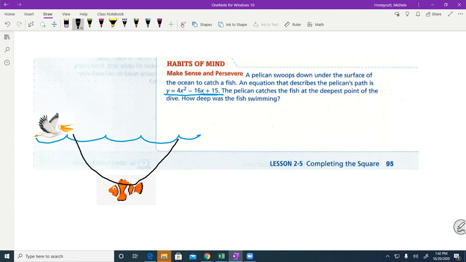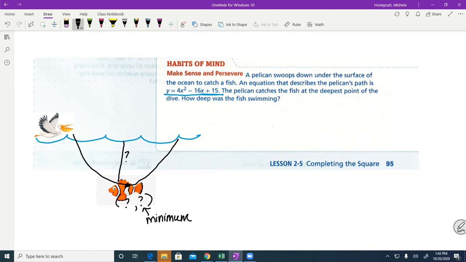At the deepest point of the dive, boom. The pelican catches the fish at the deepest point of the dive. How deep was the fish swimming? So they want to know this distance right here. How deep is that? Well, if I knew the coordinates of the vertex, then I could figure out the minimum value. And that would let me know how deep the fish was.